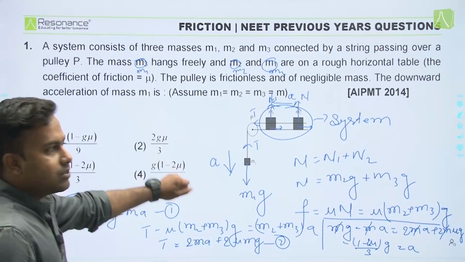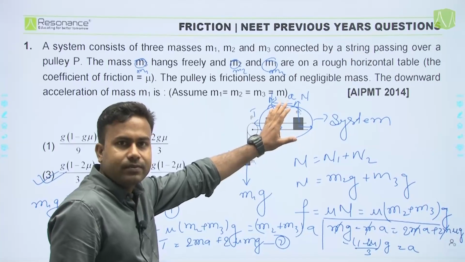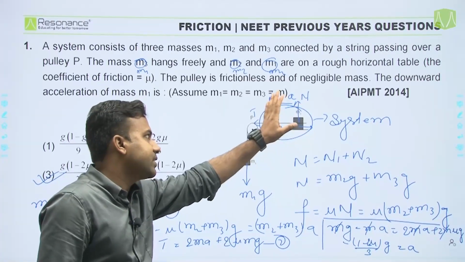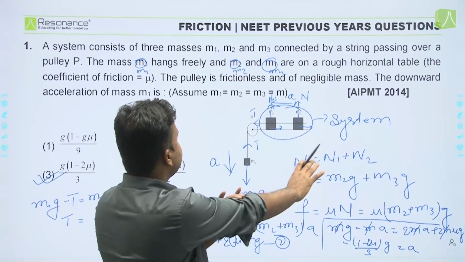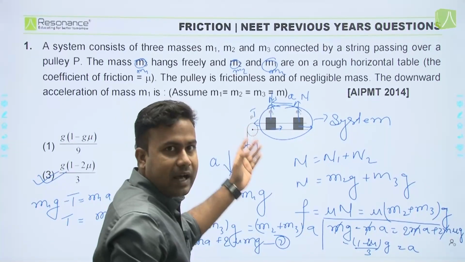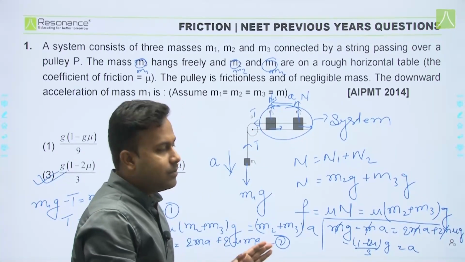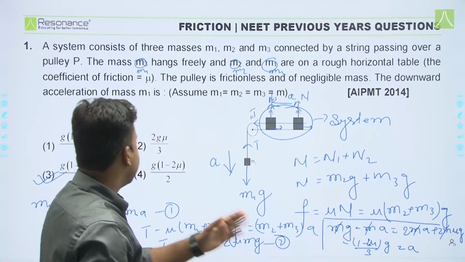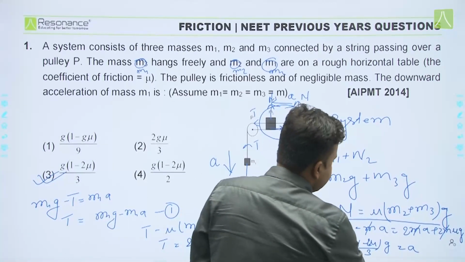So what I did in this question: first I wrote the equation for this mass, then I wrote the equation F equal to mass into acceleration for these blocks. Because we are talking about an ideal string, the tension is the same here and here. We equated it and we got the acceleration. It is again a simple question, student. Come to the next question.